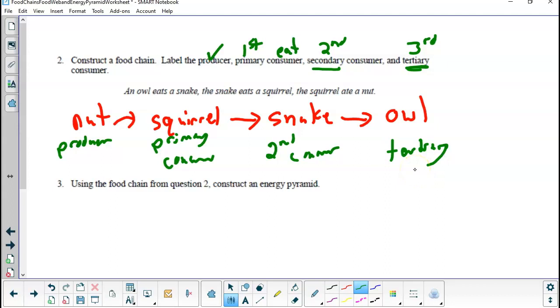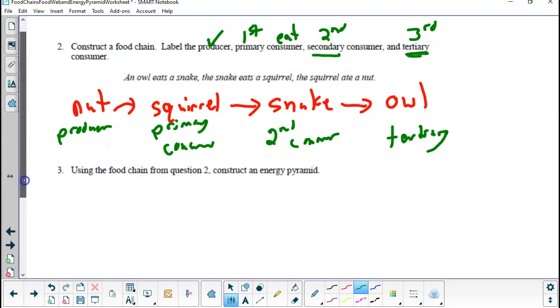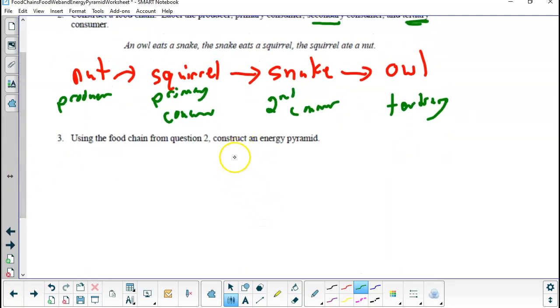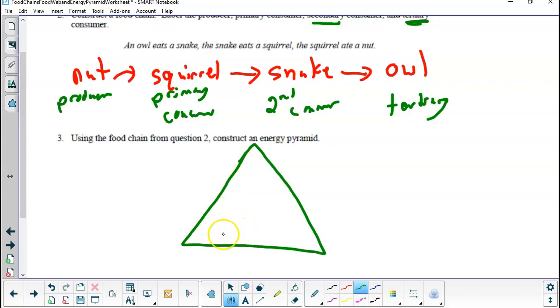Okay, so I got my food chain. I have arrows showing where the energy is going, and I labeled my parts. Now, an energy pyramid is similar to a food chain, except it's going to be pyramid shaped. The pyramid shape reminds us that we have more things at the bottom than at the top. So we always put the plants at the bottom, and then all the energy from these plants supports the squirrels above them. Those squirrels are going to support the snakes, and at the very top, everything is supporting the owl.